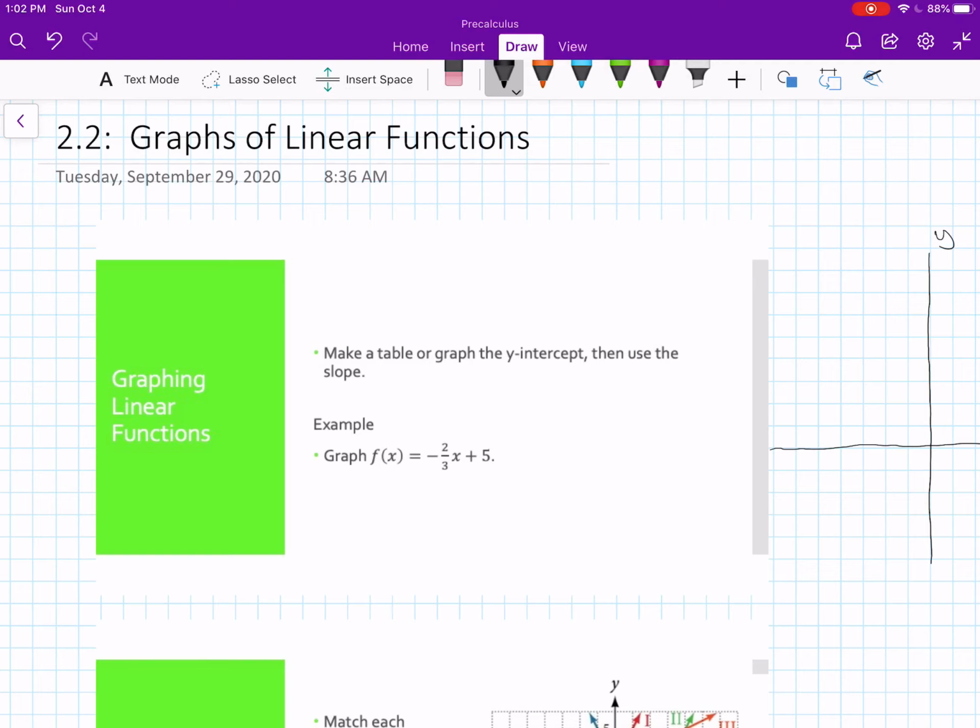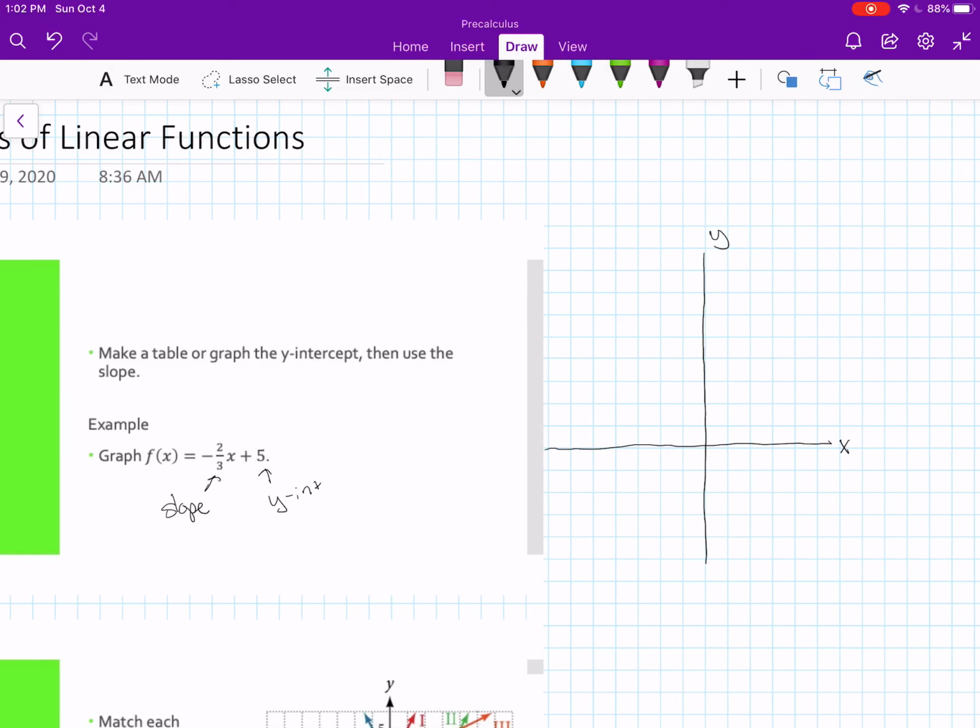So f of x equals negative 2/3 x plus 5. Remember, 5 is your y-intercept, and negative 2/3 is your slope. To graph it, I'm going to go over here. We start at 5 on the y-axis, so 1, 2, 3, 4, 5. And then we have a slope of negative 2/3.